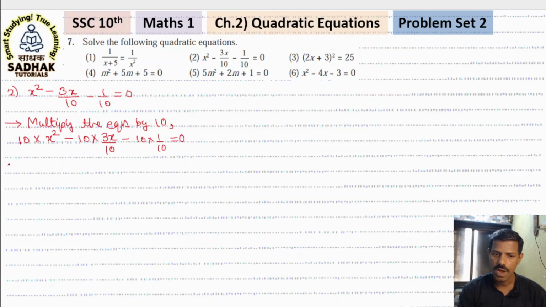Okay, so now tell me, 10 multiplied by x square, what will it be? 10x square. Correct. Minus, now what happens to this second term? This 10 and this 10 will get divided, so we will get minus 3x. What about this third term? Again 10 and 10 will get divided, we will get minus 1. Correct. Okay, so this is the equation that we have got.